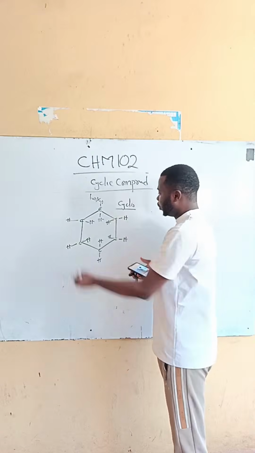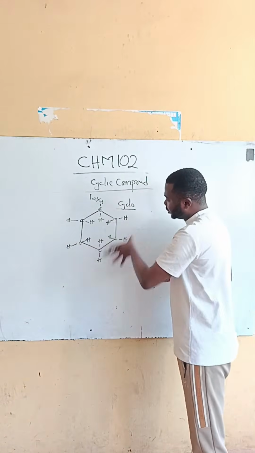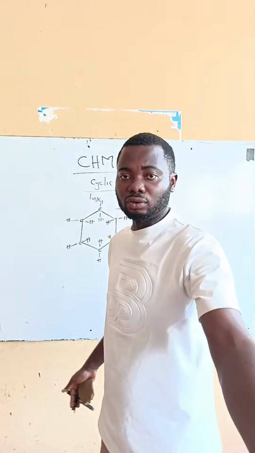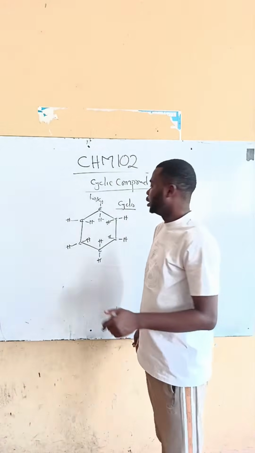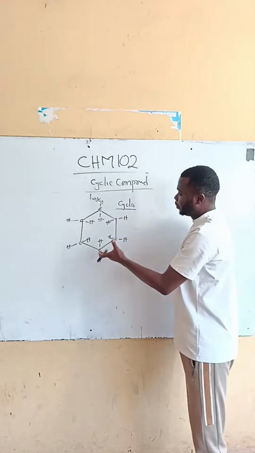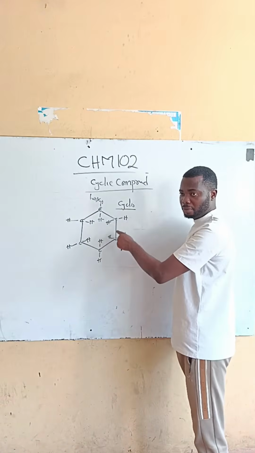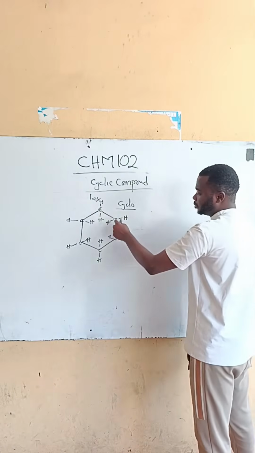Is that clear? But this is the ring structure. Because it's a ring structure, all that we can see on this structure is just carbon and hydrogen. So since it's carbon and hydrogen, and there are single bonds around it, what type of family of the organic compound is this? Alkane, abi?